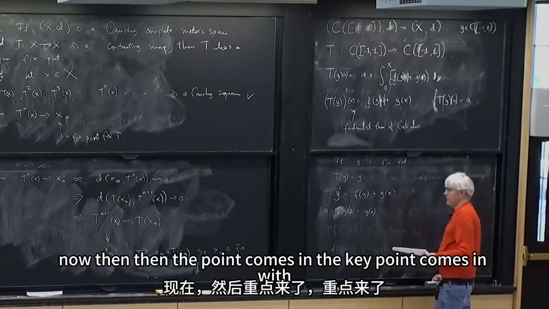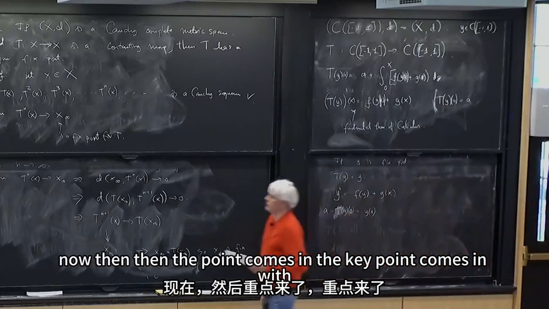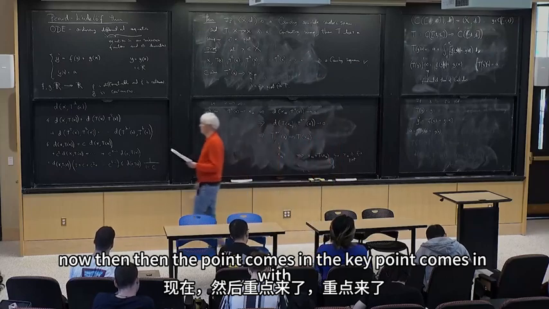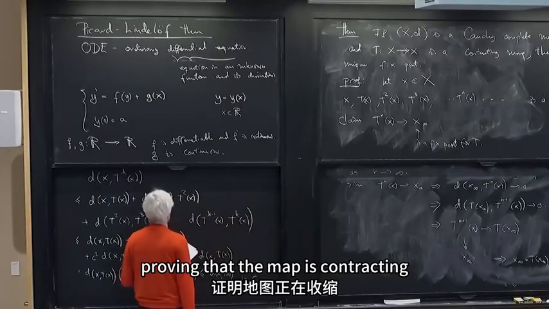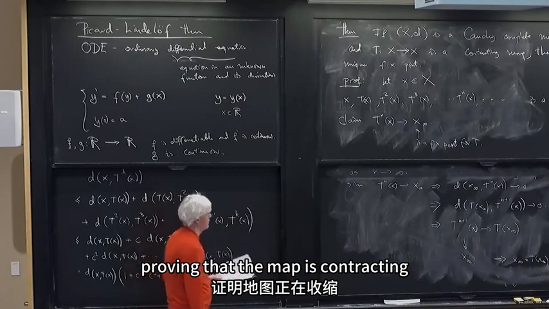Now the key point comes in with proving that the map is contracting. Okay?